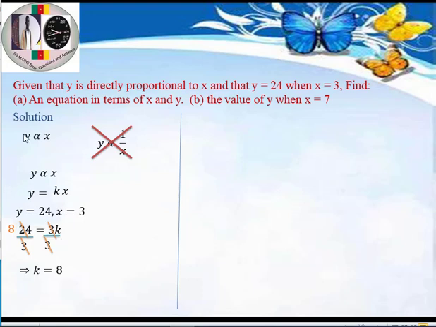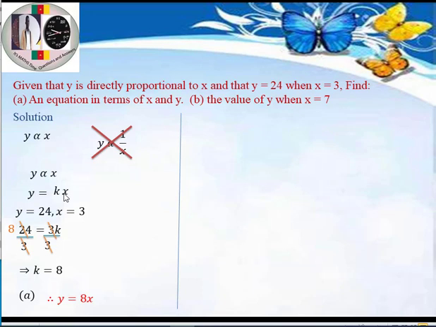Therefore, (a) says an equation in terms of x and y. We know that our general equation for this case is y equals kx. So we are simply going to substitute the value of k equals 8 into y equals kx. Therefore, we are going to have y equals 8x for question (a). So that's an equation in terms of x and y for direct proportionality when y equals 24 and x equals 3.